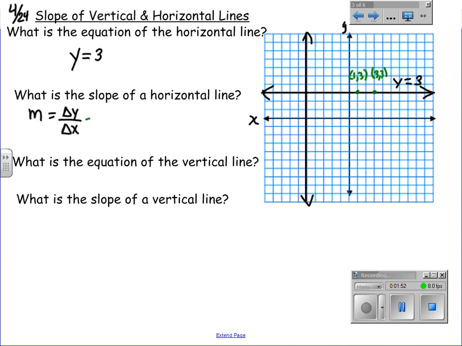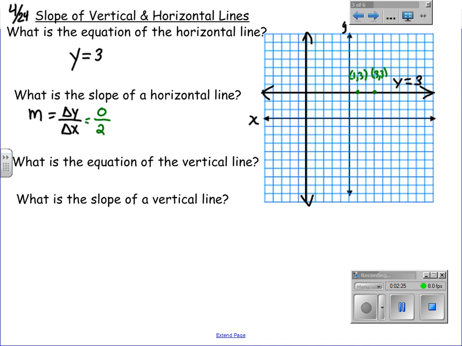From one of those points to the other point, how much do you change in the y direction? Brian? 0. There's 0 change in the y direction. You go from the coordinate of 3 to the coordinate of 3. There's no change in the y direction. What's the change in the x direction? How many units are between them in the x direction? Carolyn? 2. Change in x is 2.